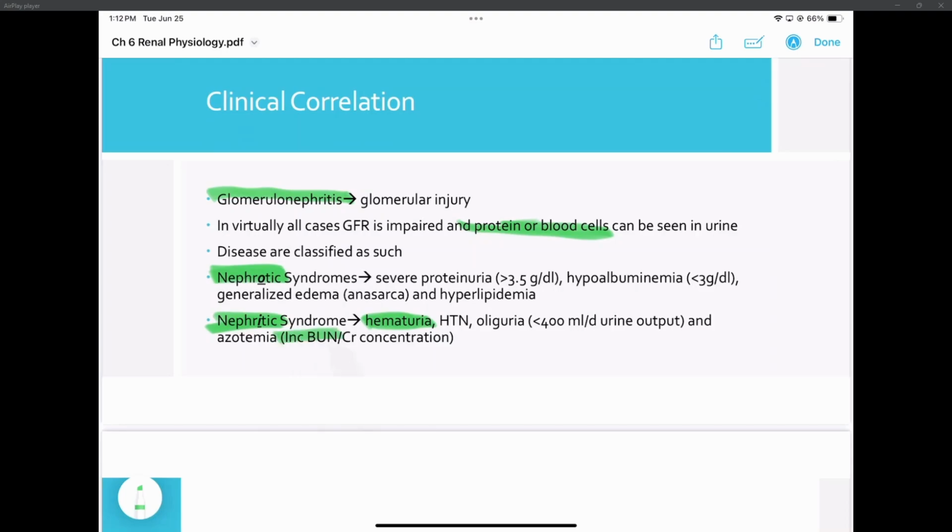And they also increase your BUN and creatinine concentrations with nephritic syndromes. So whenever you see nephrotic, it's a protein issue. Nephritic are blood. There are some in the middle that have a mixture of both, but don't worry about them for now.